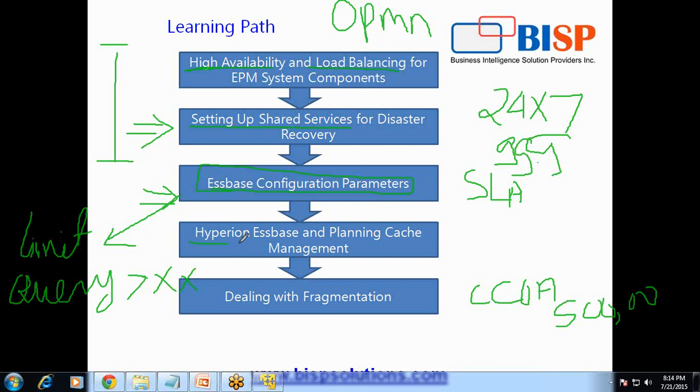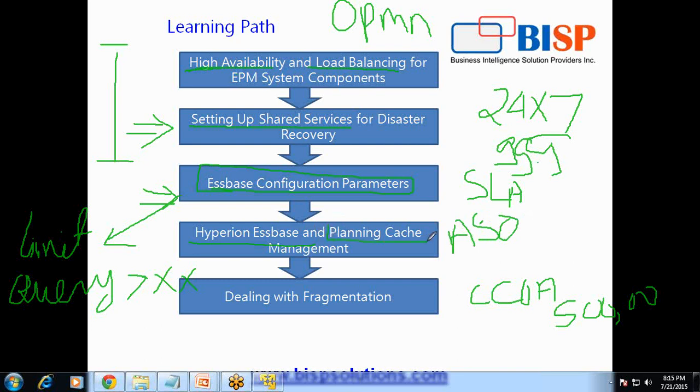Then cache management is another important topic. We'll talk about cache management in different scenarios, in case you have one server or a multi-cluster server. Cache management is subject to the nature of data, volume of data, number of users, and the kind of operation people do. If I've got a lot of write-back and plenty of calculations, my cache management technique would be different. Whereas if it is read-only, I'm using an ASO cube and 90% of my data access is reporting only, then I have a different cache management.